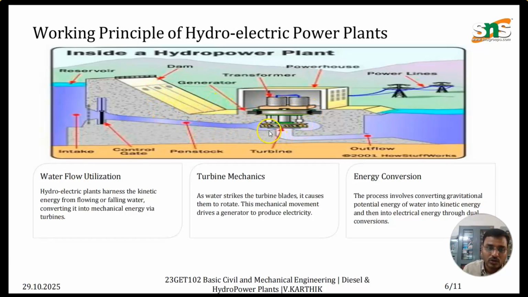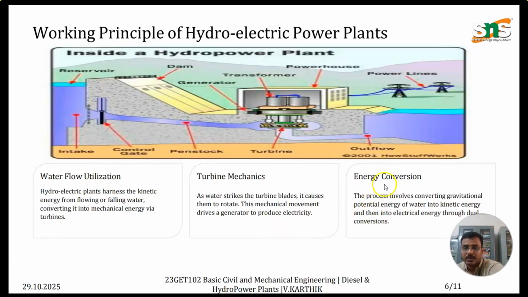The turbine converts that kinetic energy into mechanical energy. As water strikes the turbine blades, it causes rotation. After that, it produces mechanical power or mechanical energy. That mechanical energy passes into a generator to convert into electrical power.